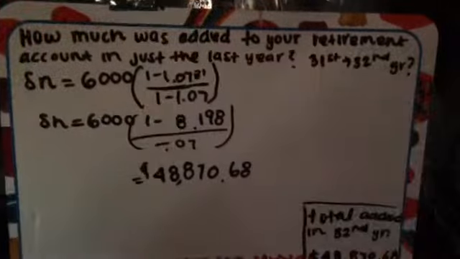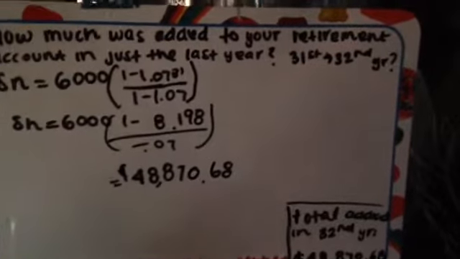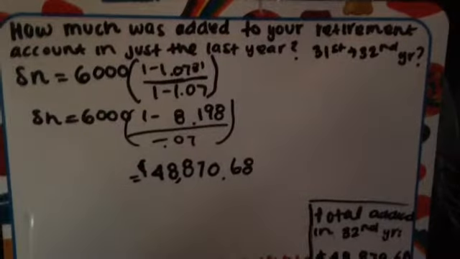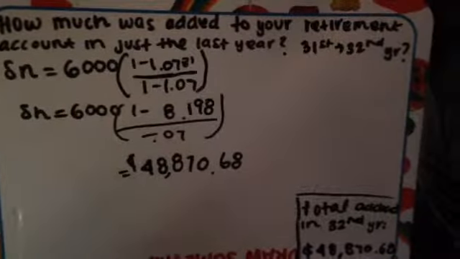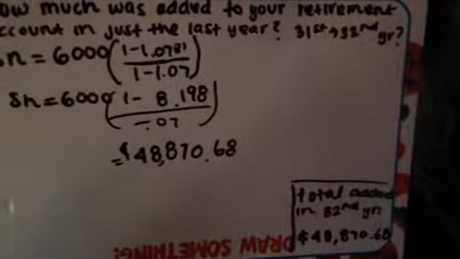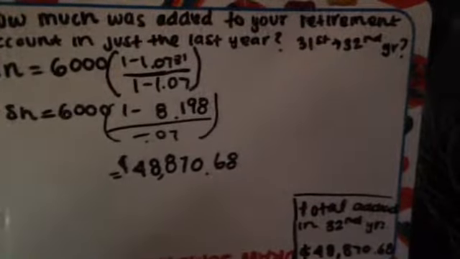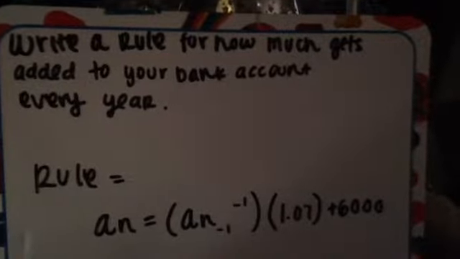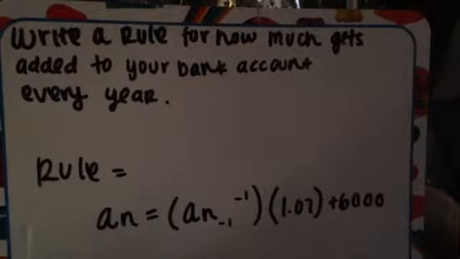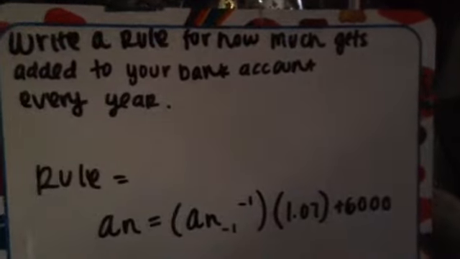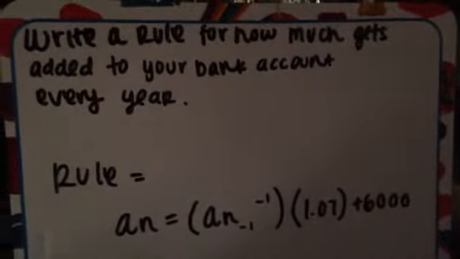Alright, so how much was added to your retirement account in just the last year? So from the 31st year to the 32nd year. We're going to use the same formula we've been using. Once you plug in all your values, you get $48,870.68 for your total added in the 32nd year. For how much gets added to your bank account every year, we're going to use an equals a(n minus 1) times 1.07 plus 6,000. The 1.07 is the 7%, and 6,000 is the amount getting added each year.